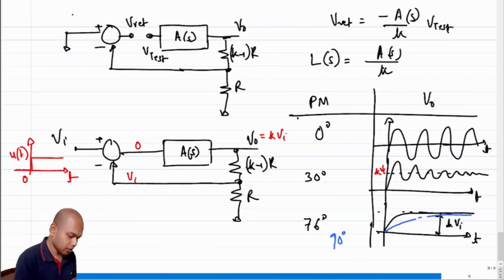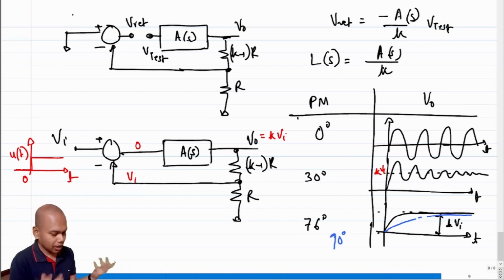So clearly 0 degree is not good and 90 degree is quite stable, but sometimes it's neither possible to go to 90 degree, and 0 degree we definitely don't want, so sometimes we settle in between. Sometimes we say that maybe 76 degrees is good enough, maybe 60 degrees is good enough. There will be a slight amount of ringing, but the system will eventually settle. So that depends on the specifications that we are looking at.